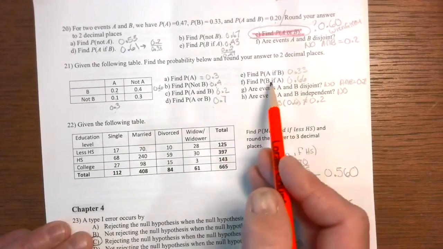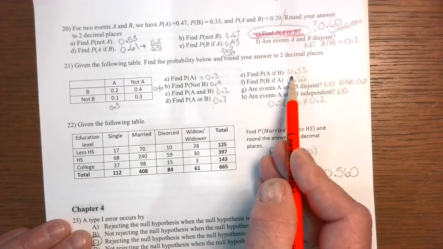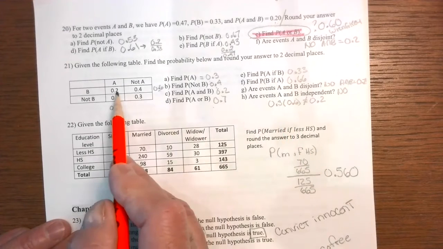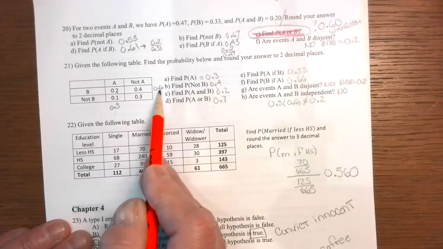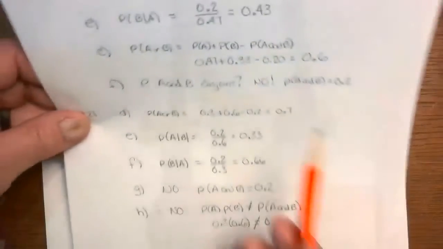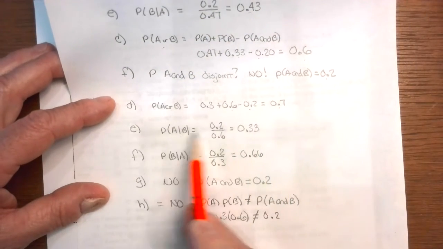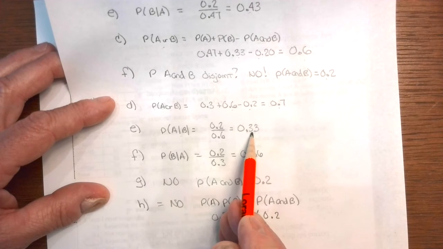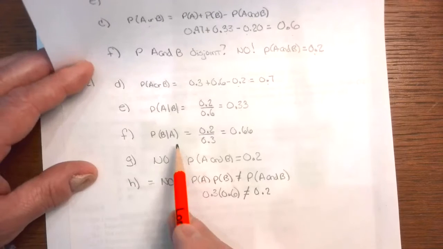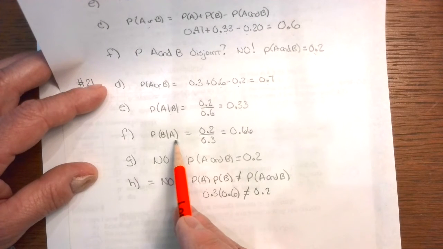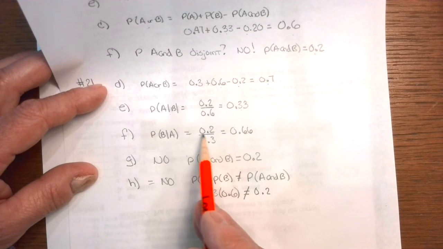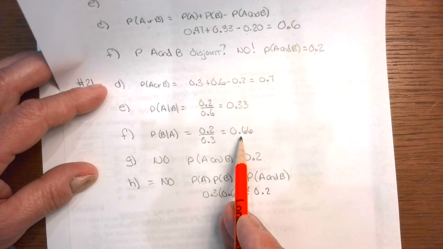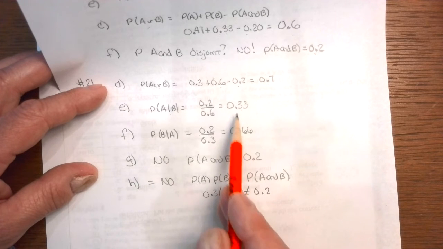Letter E. Find A if B. Okay, so we find the probability of A and B, 0.2, and we divide it by the probability of just B, 0.6. So to find A if B, we take 0.2 and divide it by 0.6, and we get 0.33. The next question says, hey, just turn that around. Take the probability of B given A. 0.2 this time still, but this time the probability of A is 0.3, and we divide it by 0.3 and get 0.66. Notice they're not equal to each other.